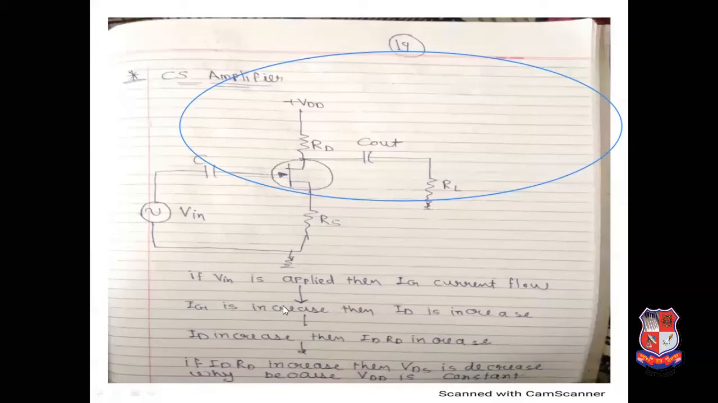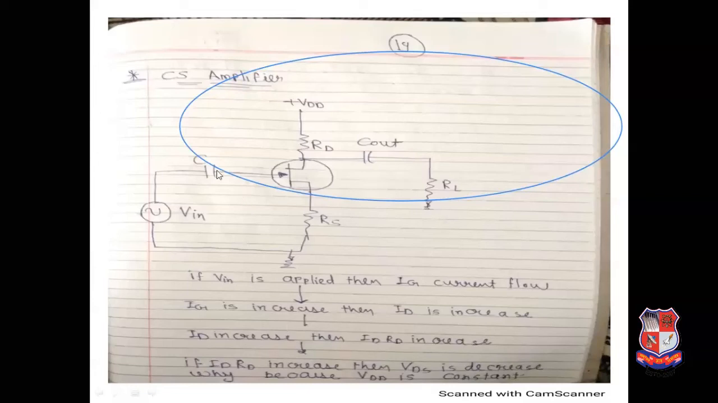If IG increases, the gate current flows more, so the depletion region becomes smaller. Then the drain current increases, and IDRD increases. If ID is increased, then VDS is decreased.